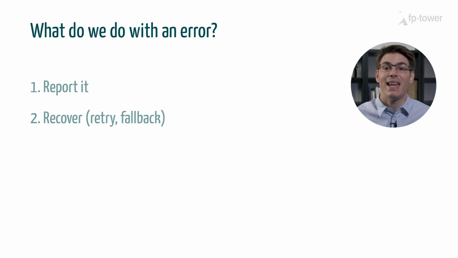For instance, if we send an invite to many users, the operation might work for some users, but fail for others. Then, when we encounter an error, we can either report it to the end user or to an internal system, or we can try to recover from the error. For example, we can retry an operation or use a fallback strategy. For instance, if we can't send a message by text, we may try to send an email instead.